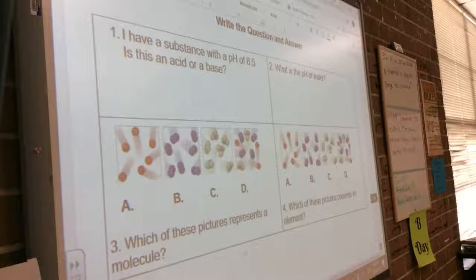Number 3, which of these pictures represents a molecule? This goes to Brianna. It is C. Notice that there are bonded chemicals. The green spheres and the purple spheres are bonded together, so that makes them a molecule. Quit talking.